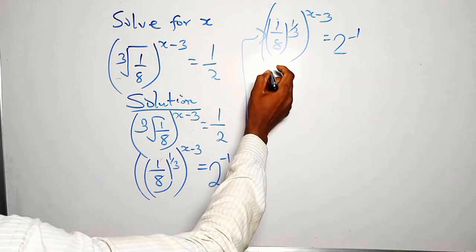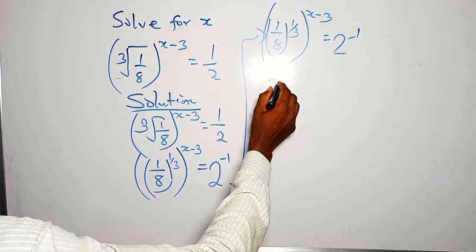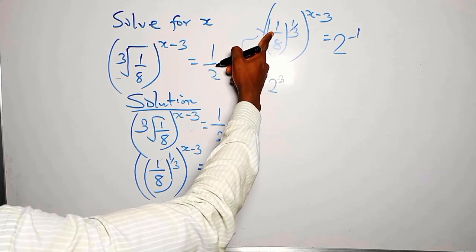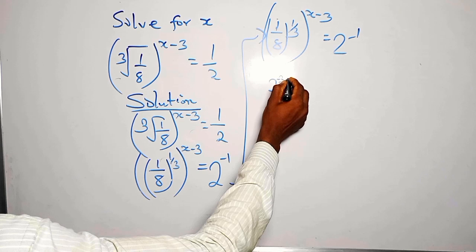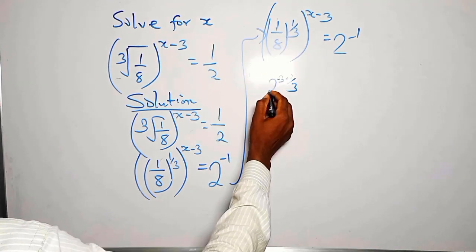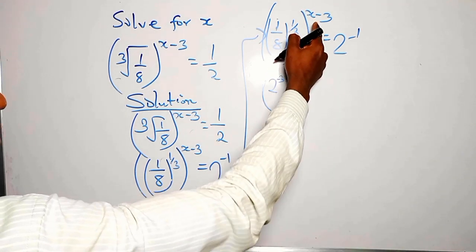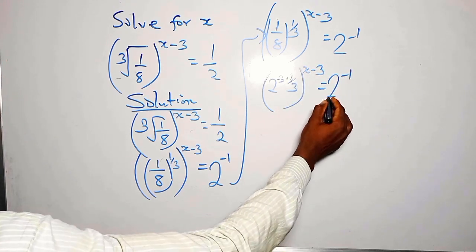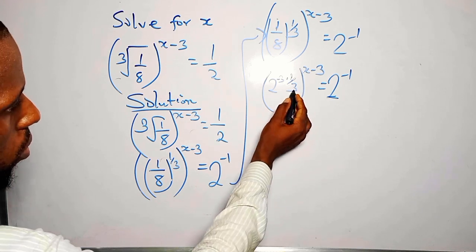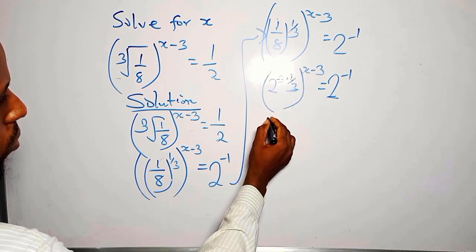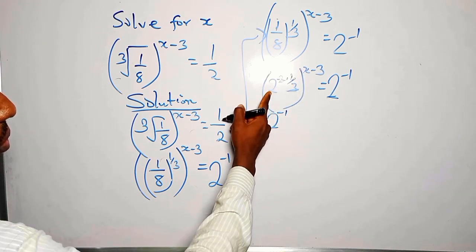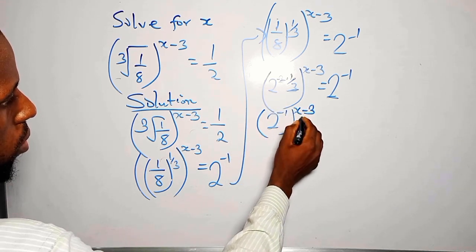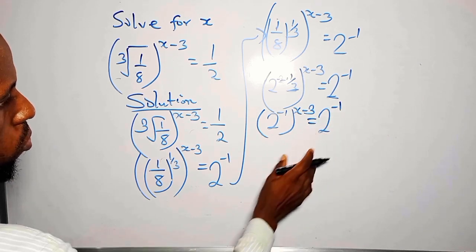So for 1 over 8, we can have it as 2 raised to power minus 3, because of this one, times, we have this as 1 over 3, the outer exponent. So we have x minus 3 equals 2 raised to power minus 1. Okay, so when we simplify this, you divide this with this. So we have 2 raised to power minus 1, everything raised to power x minus 3, equals 2 raised to power minus 1.